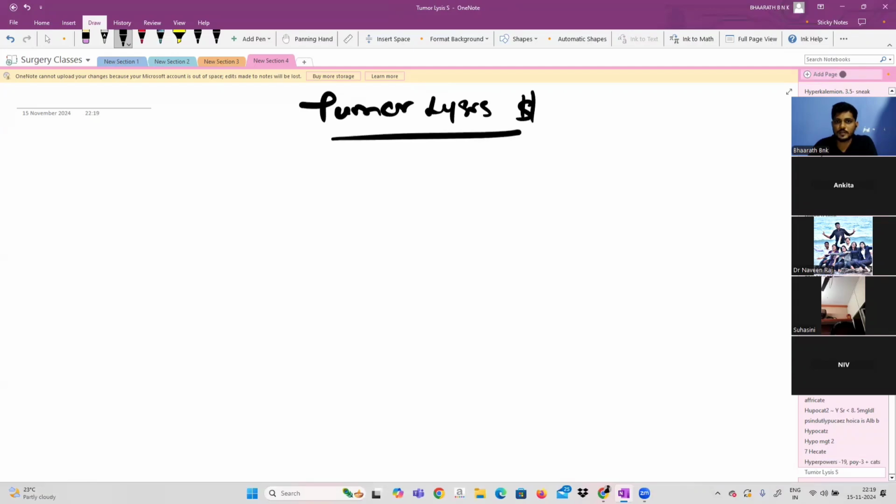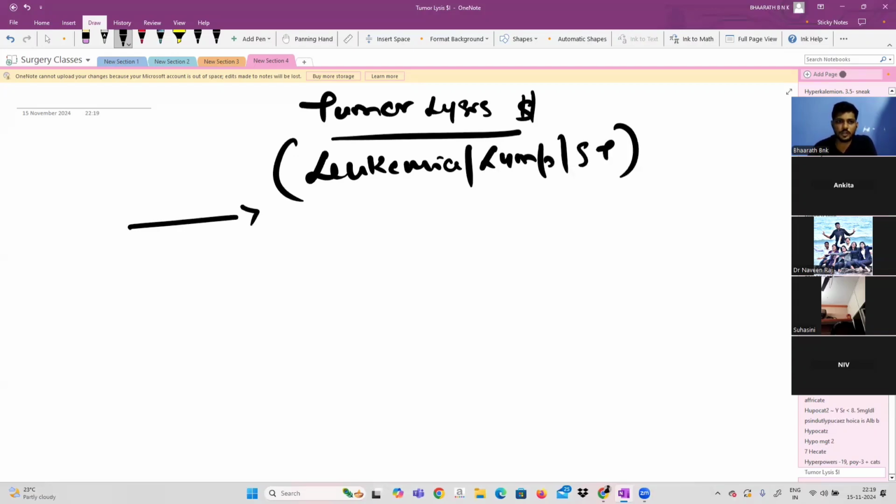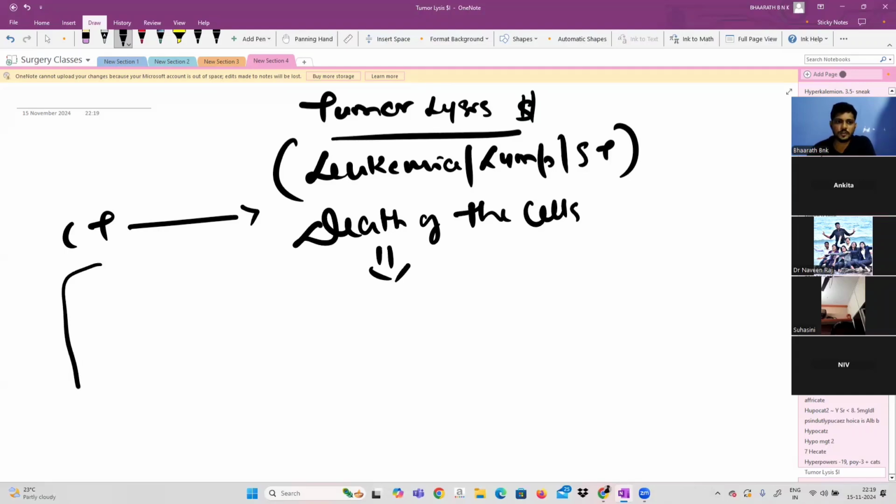Now, tumor lysis syndrome is especially seen if there is a blood tumor, leukemias or lymphomas, or solid tumors. When these tumor cells are given chemotherapy, there is death of these cells. Now, when these cells die, they release all the intracellular things, right? Whatever is there intracellularly, potassium is there, phosphate is there, proteins are there.